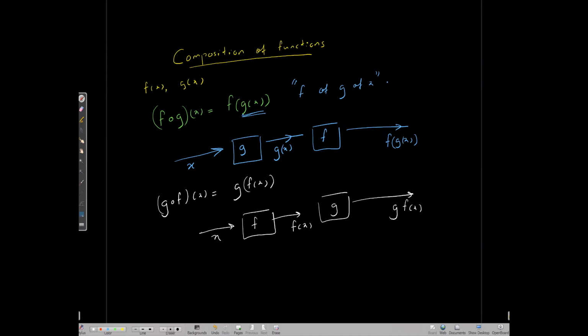Now at this point you may be wondering about the domains. As long as the range of g is inside the domain of f, in the first case, meaning what comes out of g is allowable to go through f, or the range of the first function is inside the domain of the second function, that's okay.